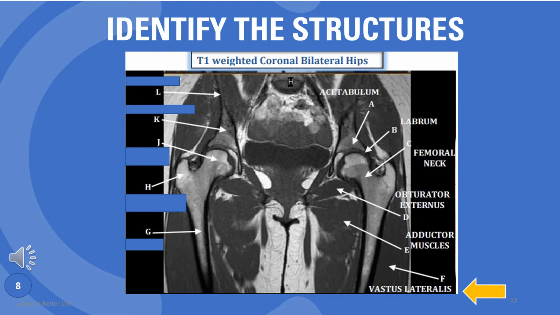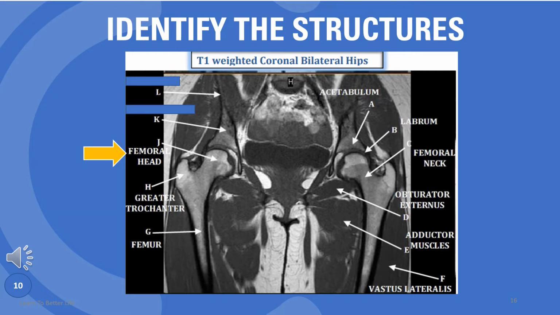Note, the adductors are under the obturator, and vastus lateralis is at the outer edge, lateral. G is femur. H is the greater trochanter. It's a big hook-like. Big equals great. J is the femoral head. K is the body of ilium. And L is iliac crest.